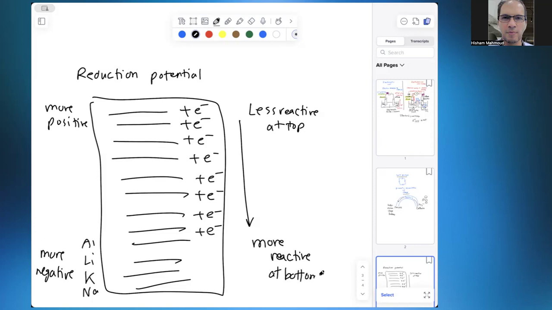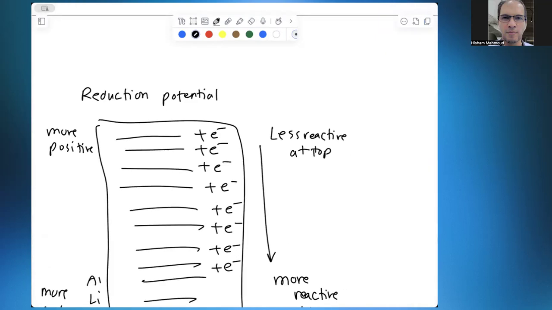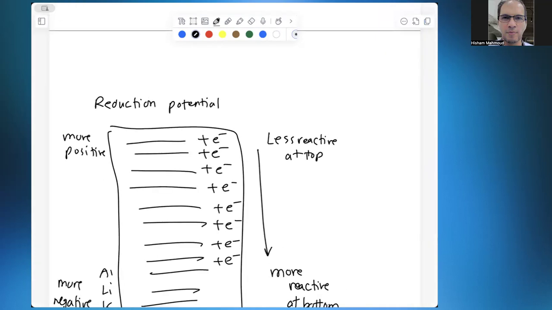So if you are given two elements and you are asked which one will be the anode and which one will be the cathode, you just have to look at your reduction potential and see which one is more negative, because the one which is more negative will be the one that is oxidized.